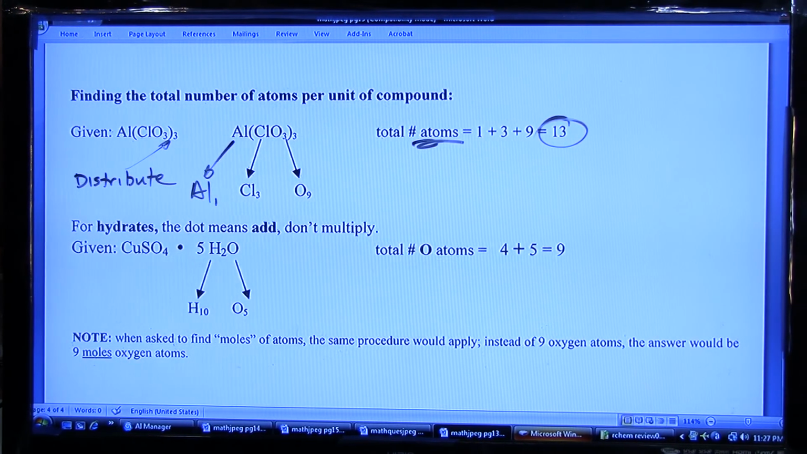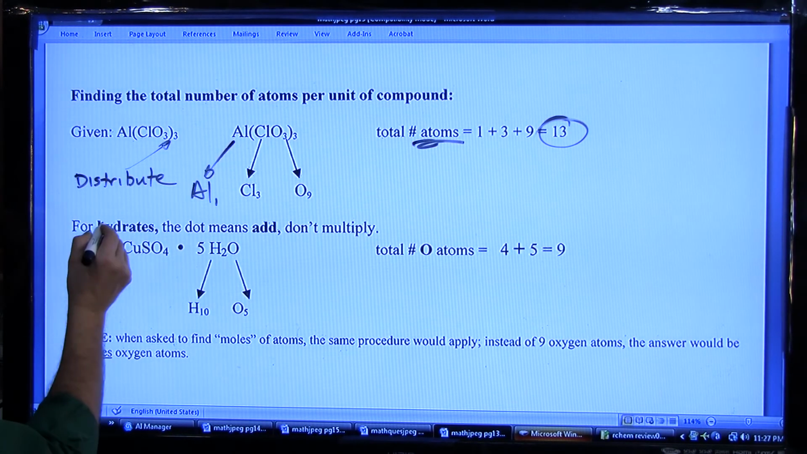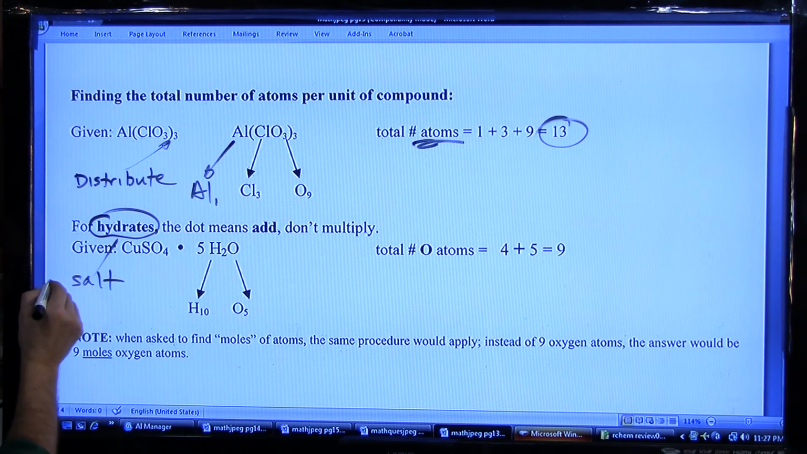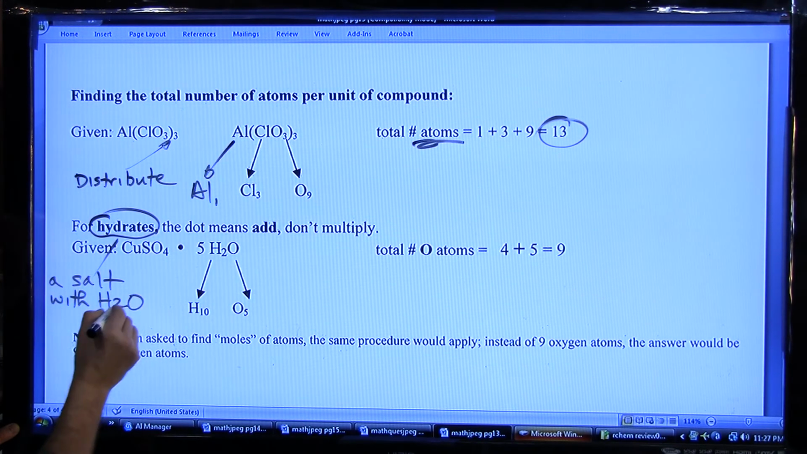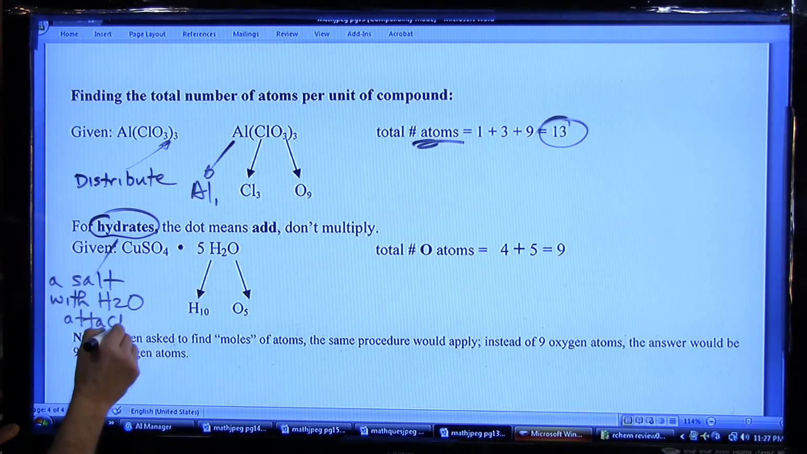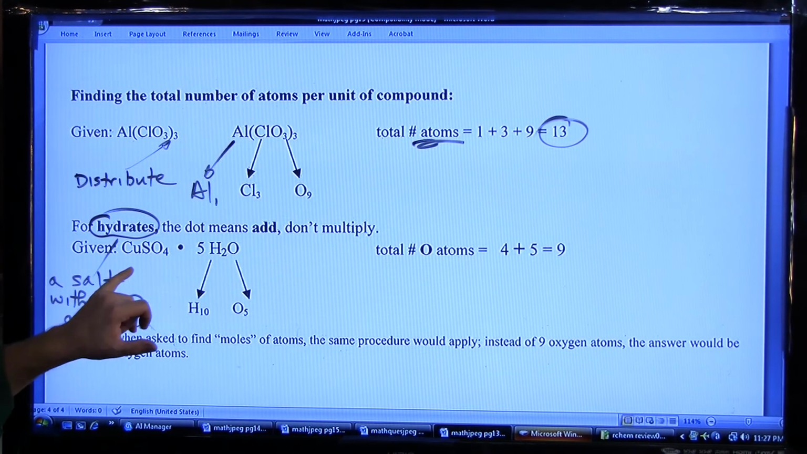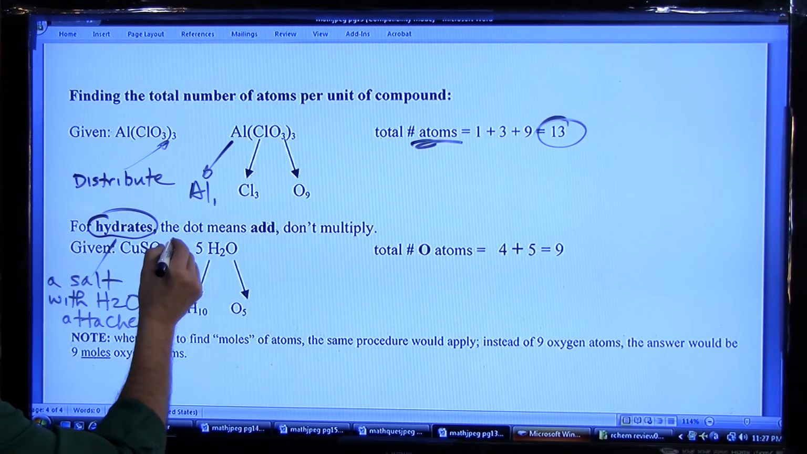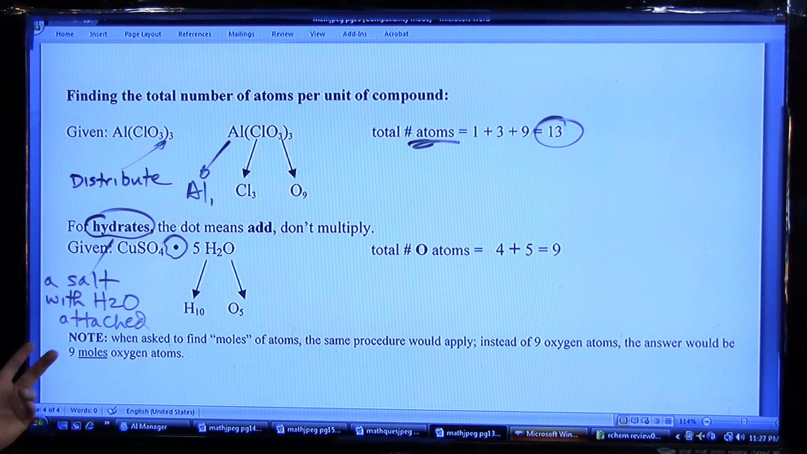Now this may seem a little confusing when we look at hydrates and they ask you to add up the atoms. Remember, a hydrate is a salt that has water attached. So it's a salt with H2O attached or bonded to it. Remember, salt is an ionic compound. So here, to indicate that the water is attached to copper sulfate, they add a dot. But that dot doesn't mean to multiply. That dot means to add, that it's been added to the copper sulfate.